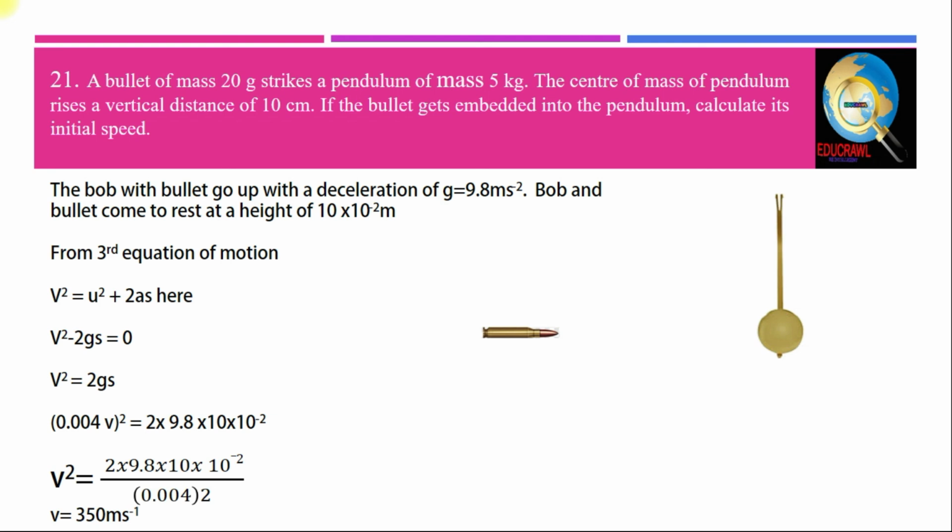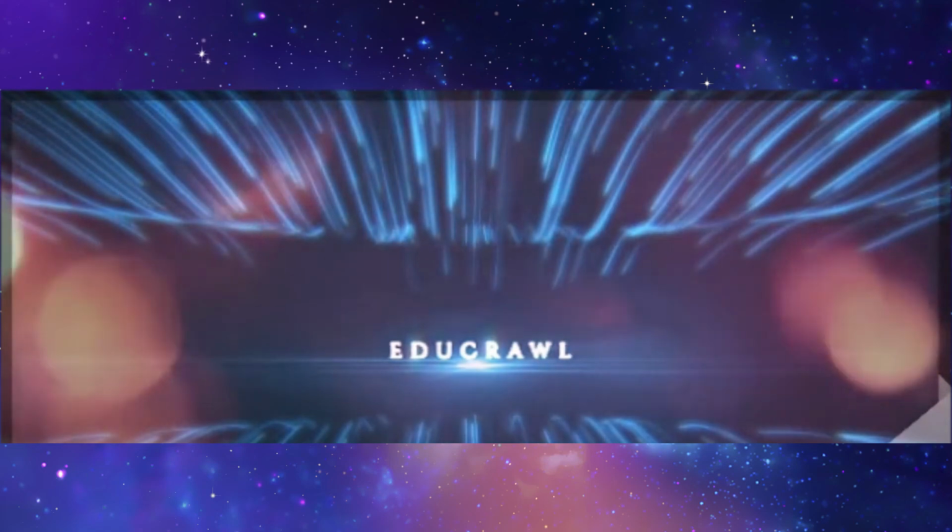Substituting that for V, we have (0.004 v) whole squared is equal to 2 into g, which is 9.8, into s, the displacement, which is 10 into 10 power minus 2 meter. So v squared is equal to this, taking 0.004 whole squared to the denominator and simplifying, we get the value of v as 350 meter per second.